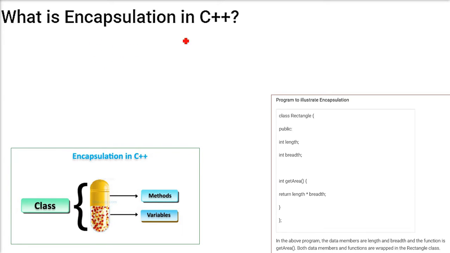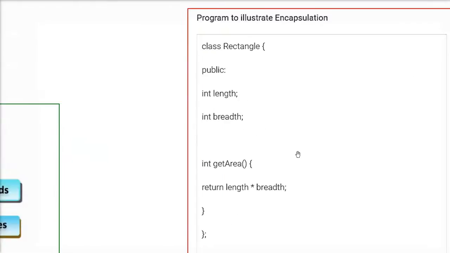What is encapsulation in C++? In the object-oriented paradigm, or object-oriented programming, encapsulation is a basic building block. So let me show you here with an example.